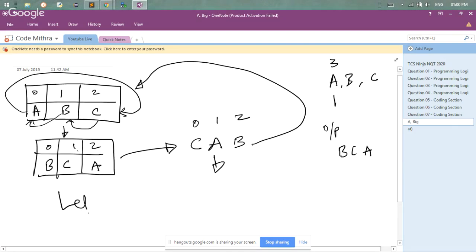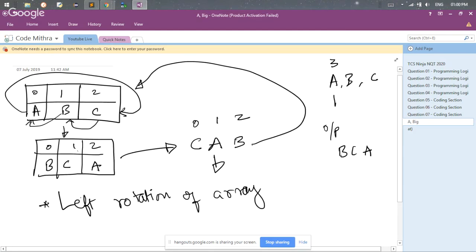So, left rotation of an array. Please focus on these kind of array operations. They might ask you these kind of questions. Yeah, anything is fine, guys. As long as you get the output right, anything is fine.